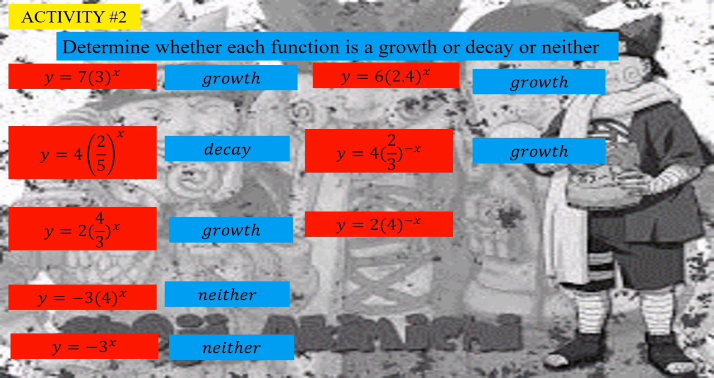Y is equal to 2 times 4 raised to the power of negative x. So, negative x na naman yung exponent mo. So, yung 4 natin mababaliktad. So, magiging y is equal to 2 times 1/4 raised to the power of x. So, this is decay.